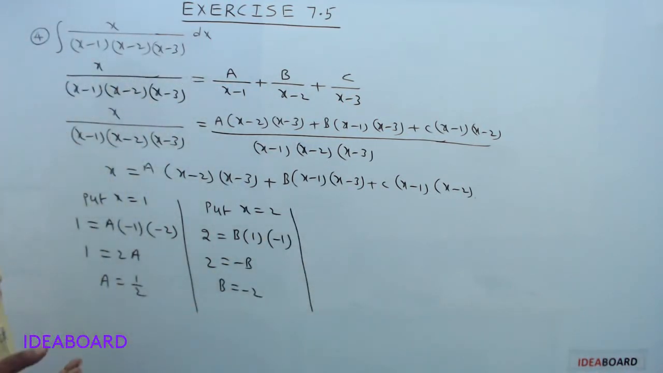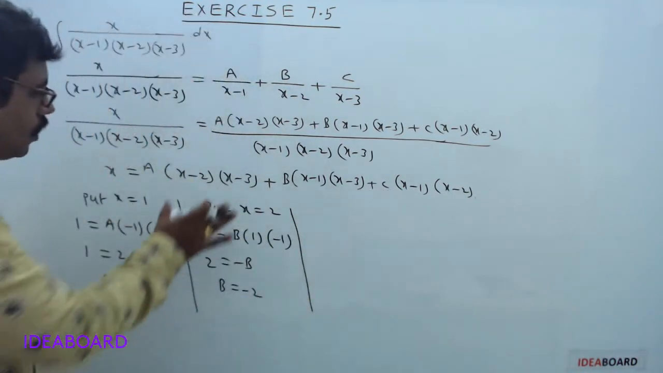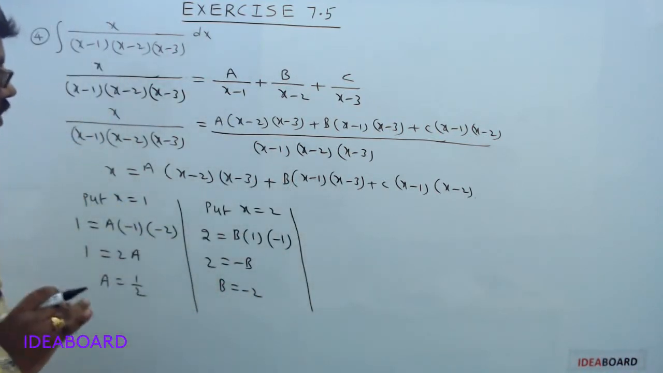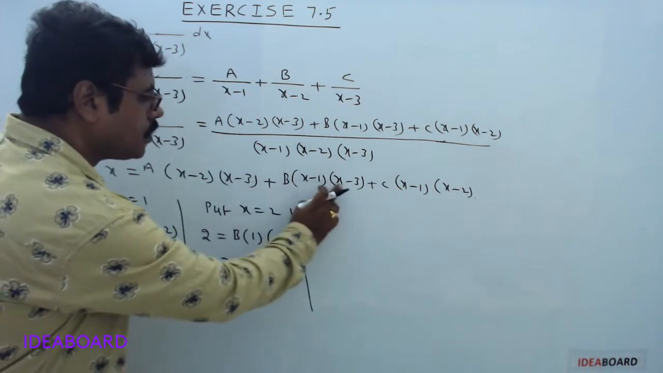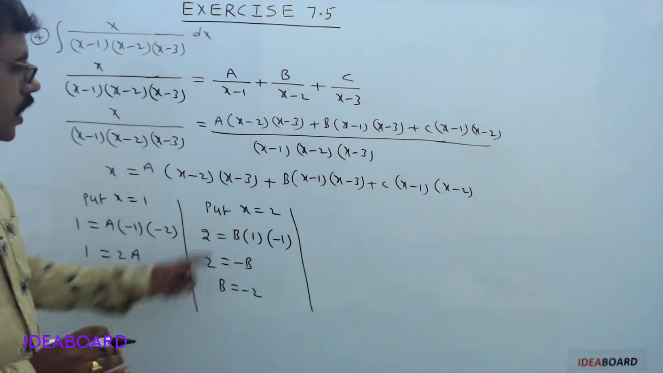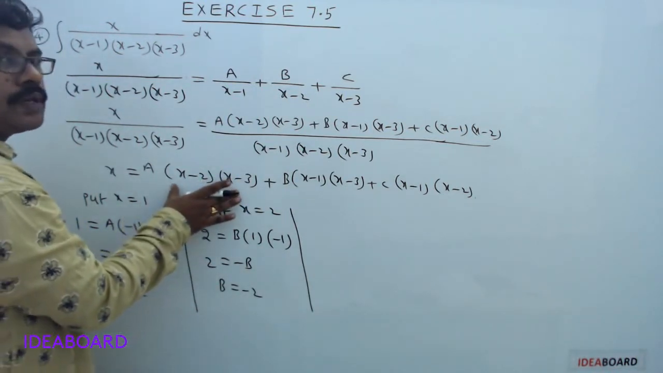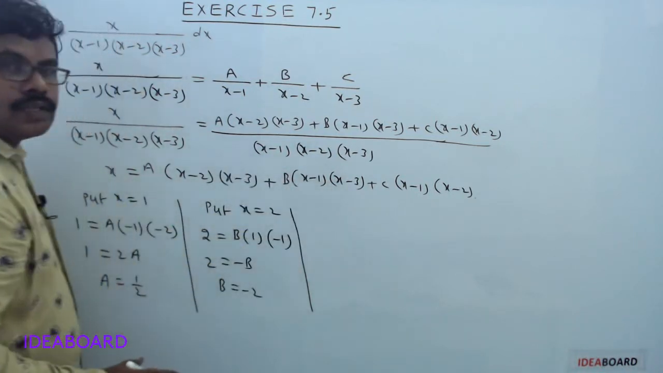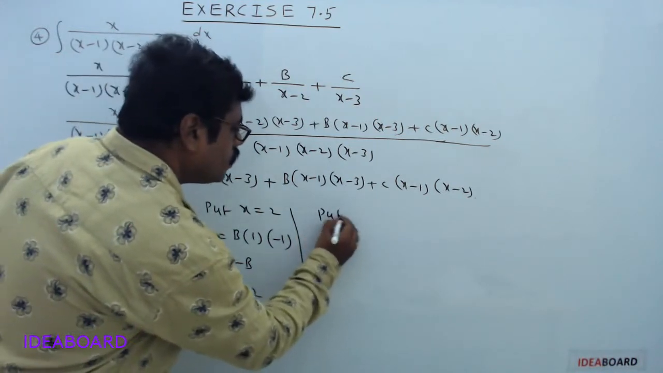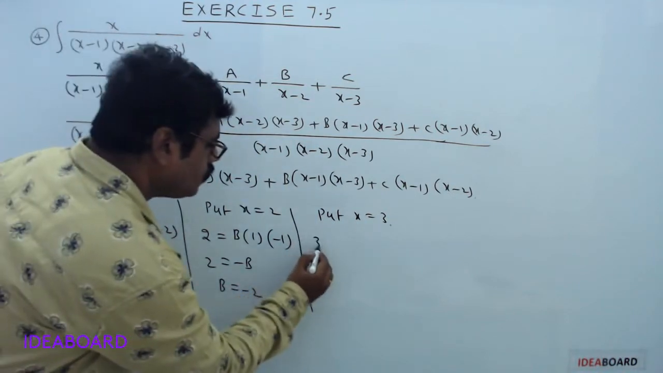Next, what about the remaining unknown, c? To find the value of c, make the first and second terms 0 simultaneously. Now observe that x minus 3 is a common factor in the first and second terms. So by substituting x equal to 3, automatically the first term value will be 0 and the second term value will be 0. So write down x equal to 3. What about the LHS value?